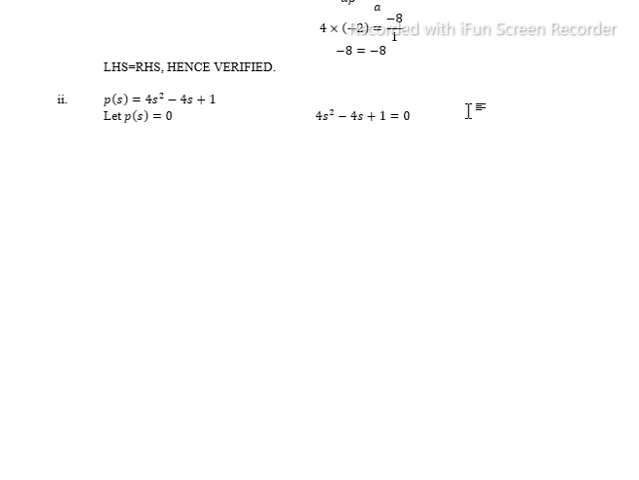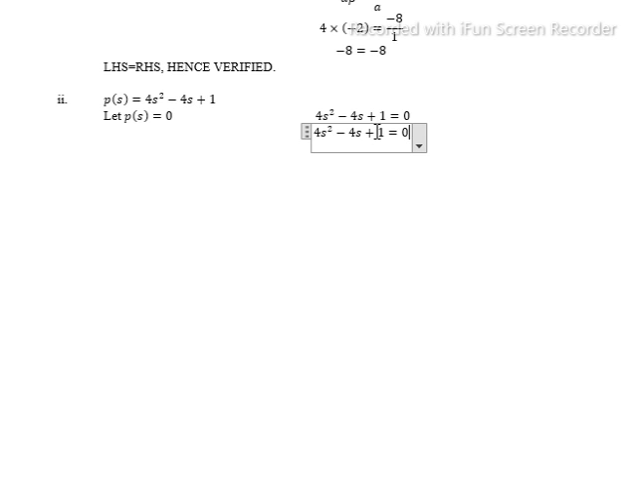Now solve this equation by the factorization method, the middle term splitting method: 4s square minus 4s plus 1 is equal to 0. In middle term splitting, first multiply a and c. The value of a is 4 and the value of c is 1, so the product is 4.